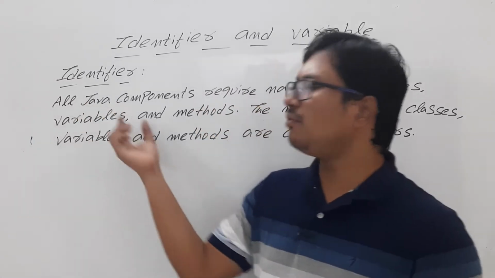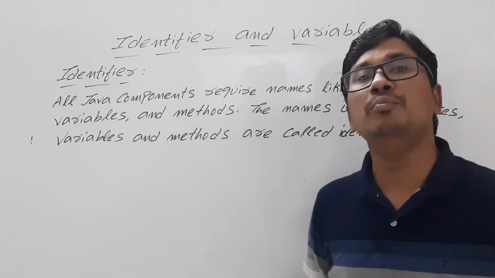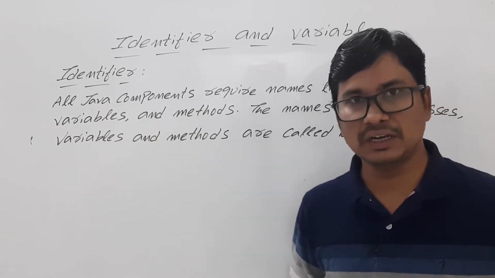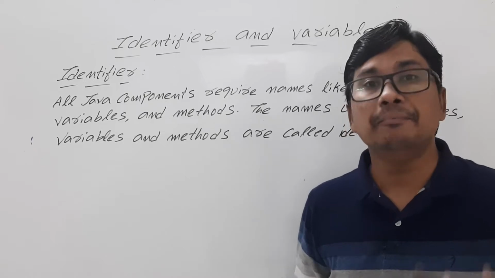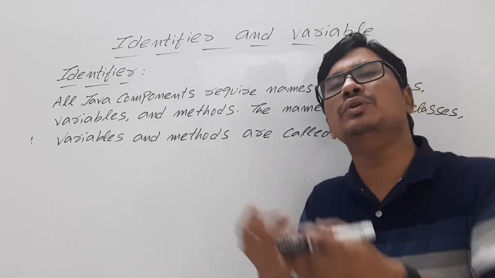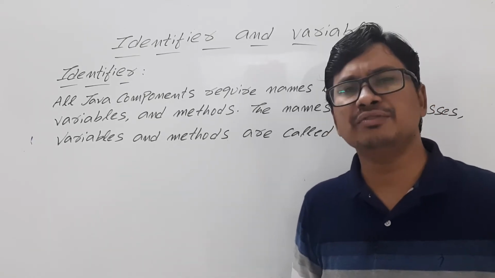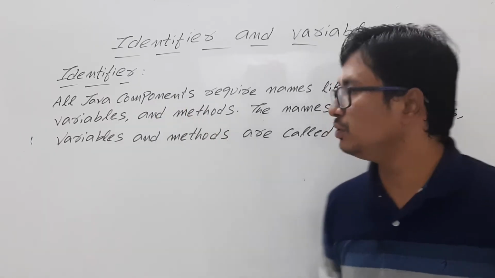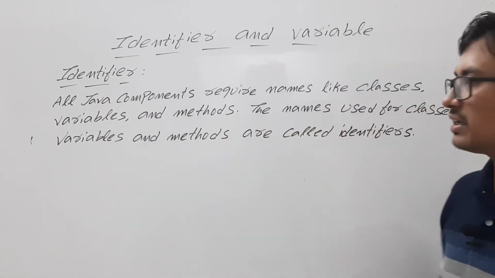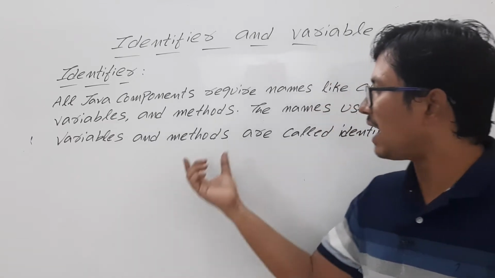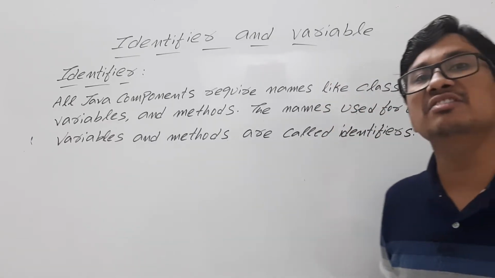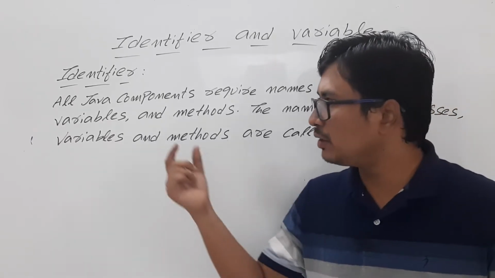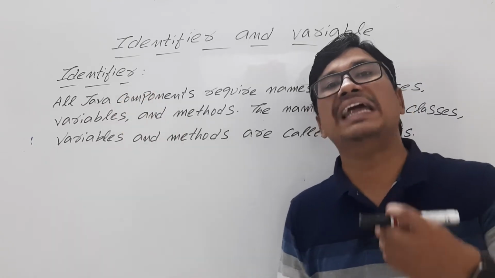Similarly, in Java also you will have certain components like classes, variables, and methods. We need to identify them uniquely. How can we uniquely identify them? By giving names. So the names used for classes, variables and methods are called identifiers. Is it clear? I hope you have understood the purpose of an identifier.